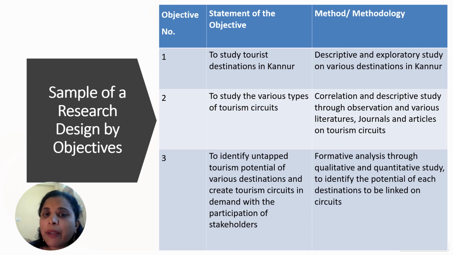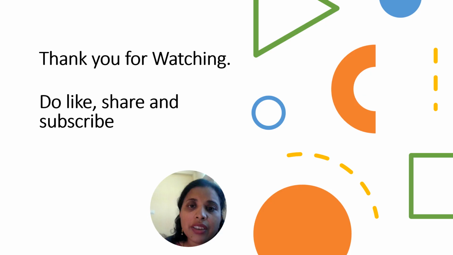Second is to study the various types of tourism circuits. Here a correlation and descriptive study will be used. Again, primary investigation will happen, and correlation analysis of the variables in your study will be done. The last objective is to identify untapped tourism potential of various destinations and create a circuit. Here qualitative and quantitative study methods can go, where the tourists and the officials can be approached to seek their view on what tourism circuit goes well in that particular place. So this is just an example for you to understand well.